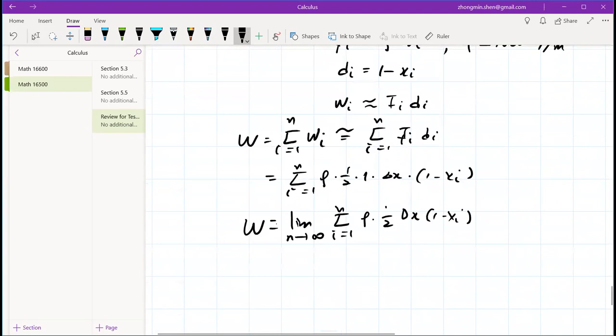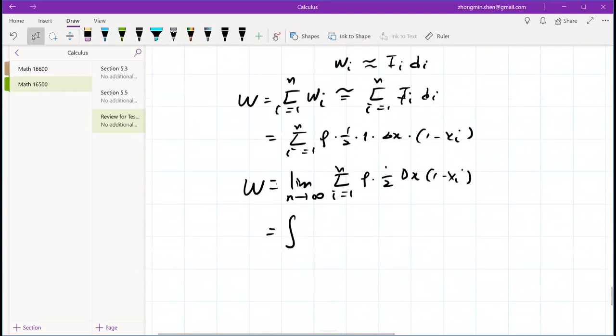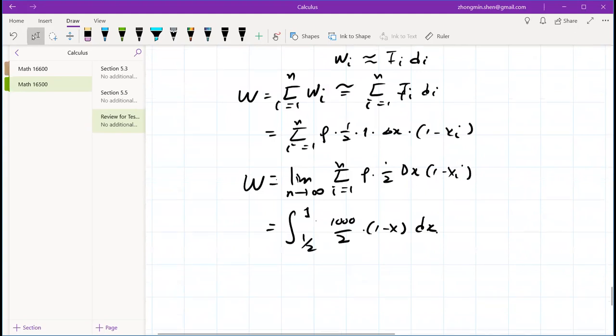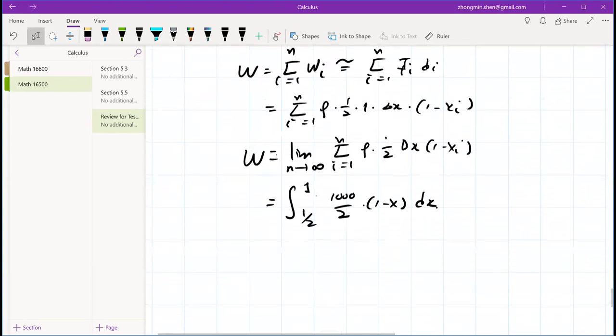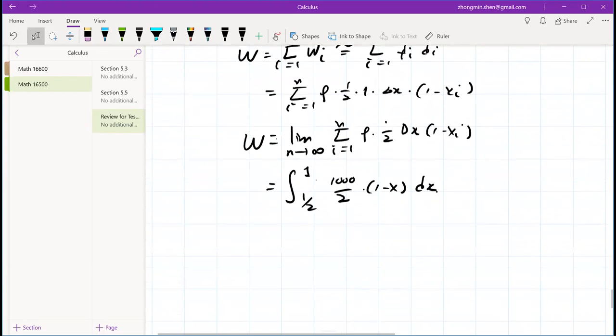This is going to be the integral of, its integral x is from 1/2 to 1. And here's 1,000. And the 1 minus x, delta x become dx. Right, so this is going to be the integral for the work to be done. Okay, so it's 1,000, it's a 5,000. Okay, and then use the antiderivative.